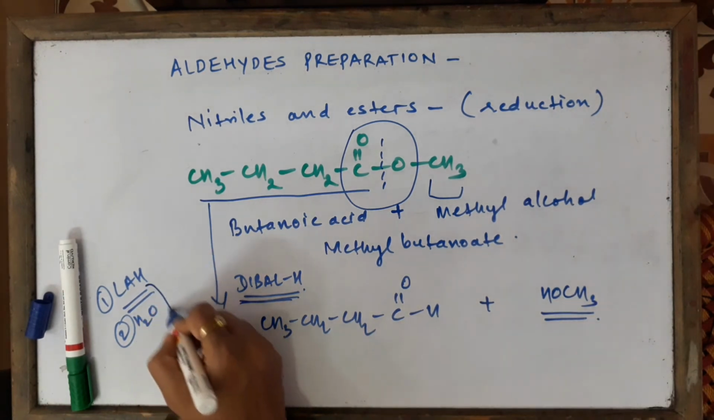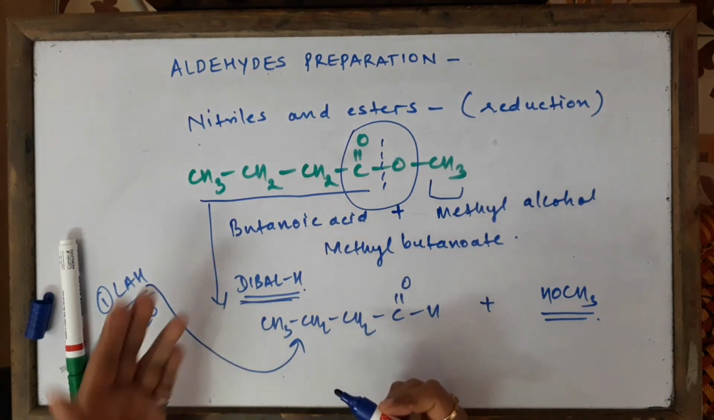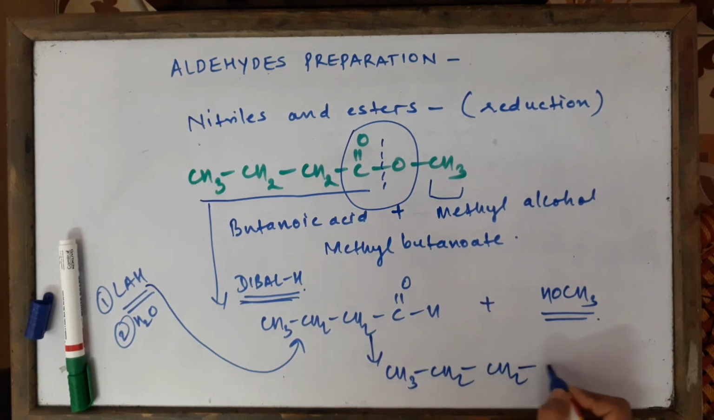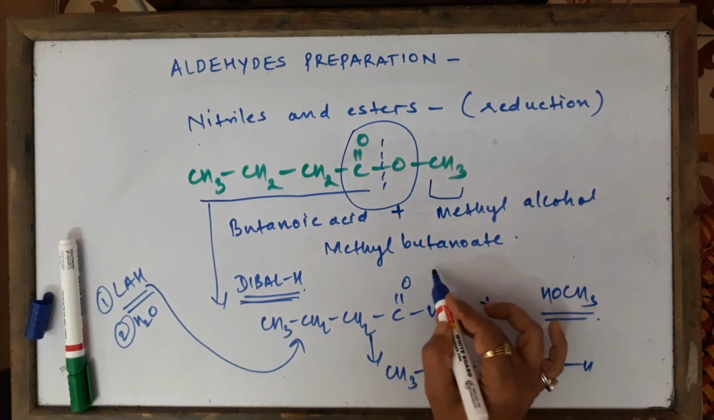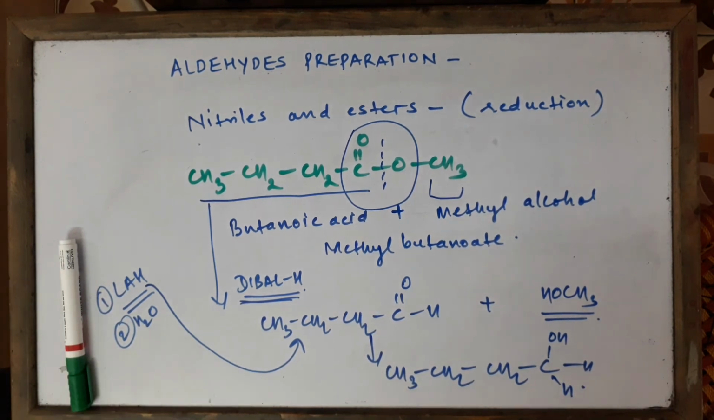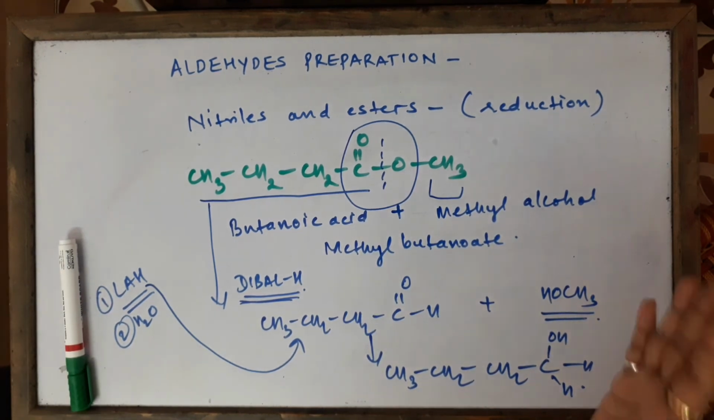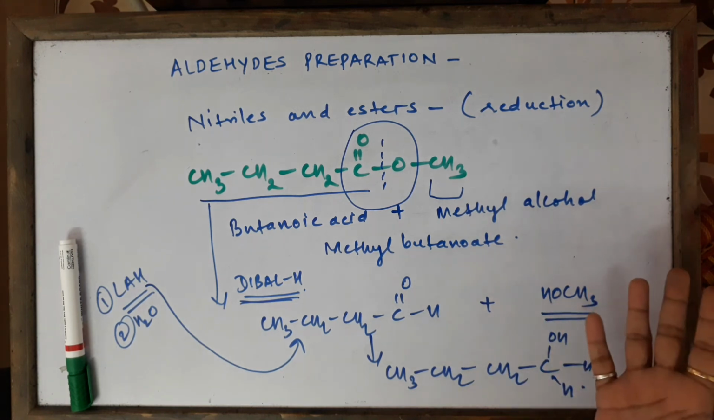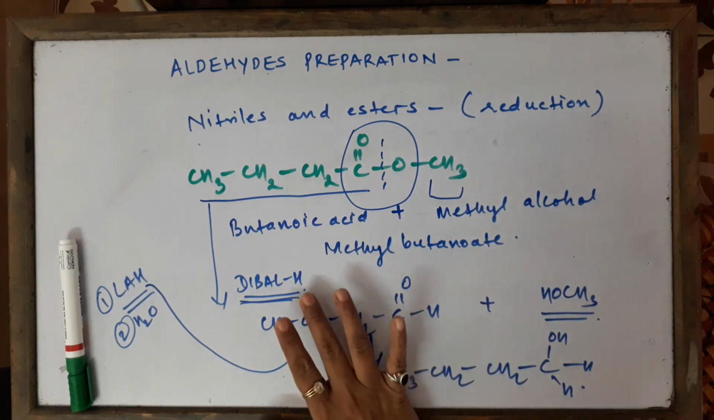But if you had used this fellow LAH, then my god, it would have caused further reduction, and you would have got CH3, CH2, CH2, and naturally we would have reduced this C double bond O also, and we would have got OH. So are we going to use this LAH? No, not at all. So at some places we have to use milder reducing agent, and in some places stronger reducing agents.